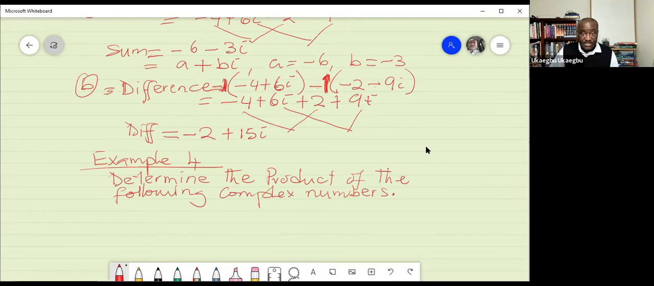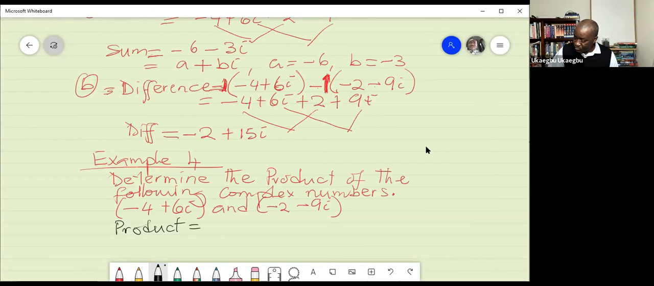All right, so let's use the same numbers that we used, unless you want another number, then you can provide it. I suggest we use the same numbers so that you can see the difference. So the same numbers are -4 plus 6i and -2 minus 9i. Let's perform the multiplication there. If you like, you can write your product equal to, then you set it up yourself: (-4 plus 6i)(-2 minus 9i).